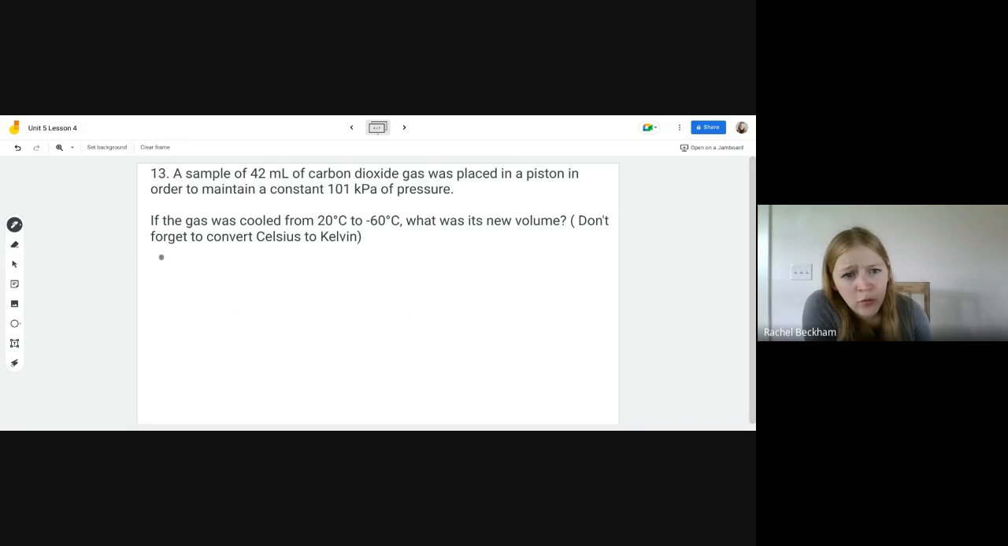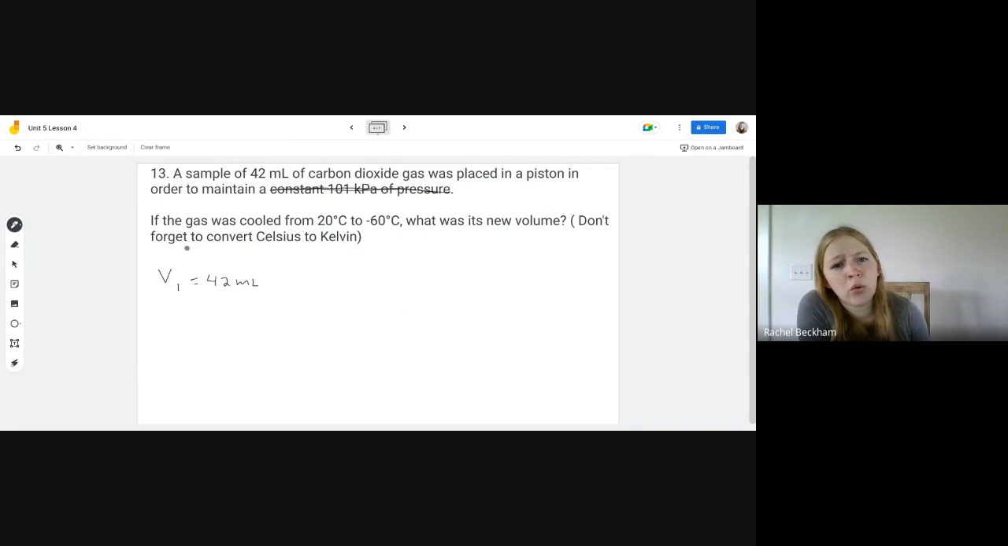A sample of 42 mL. Okay, that's a volume, right? My V1 is 42 mL. They were placed in a piston in order to maintain a constant pressure. Okay, so I could write down that my pressure is 101, but it says that it's constant. And anytime you see the word constant when you're dealing with these types of gas laws, you don't need to deal with it. It's going to be the same on both sides.